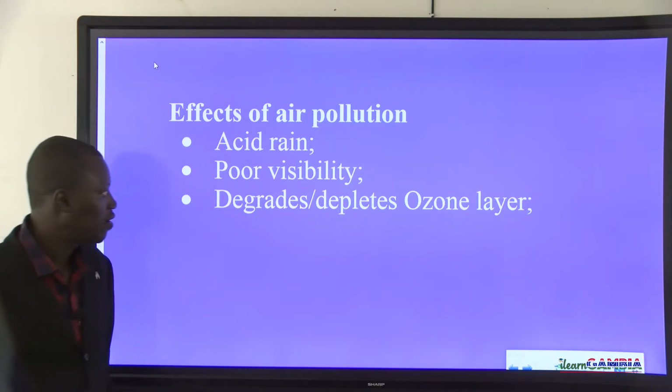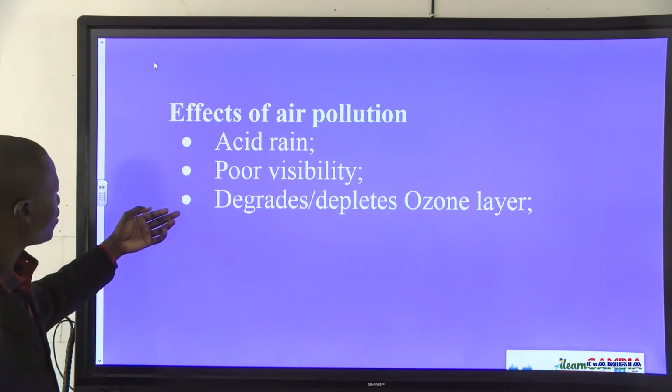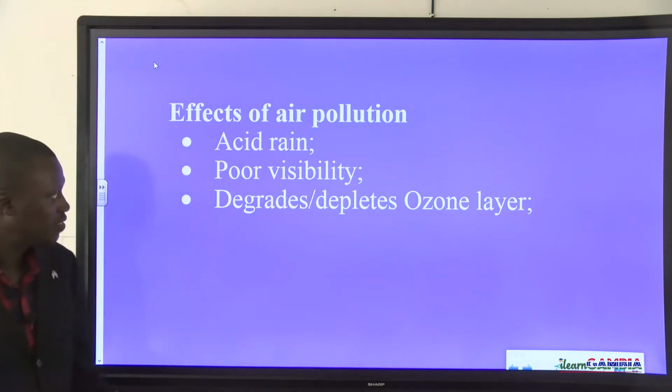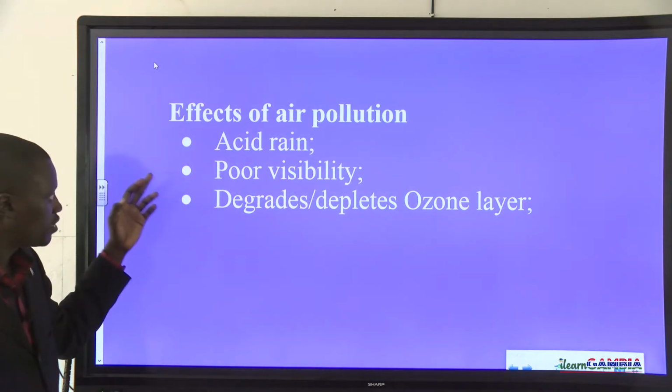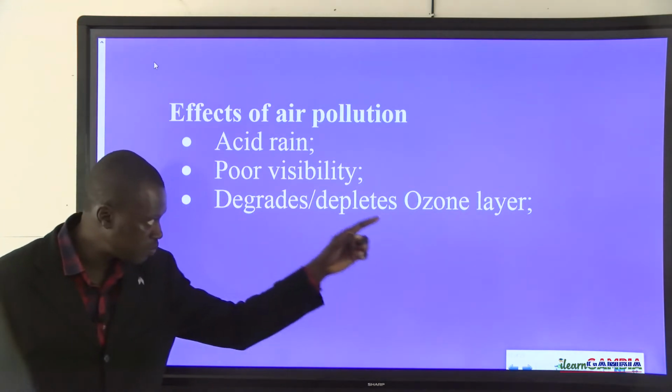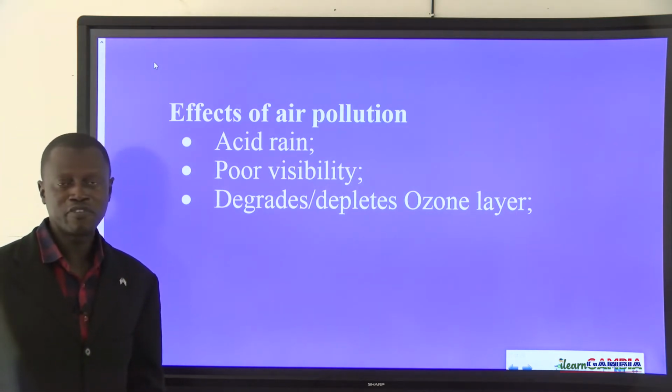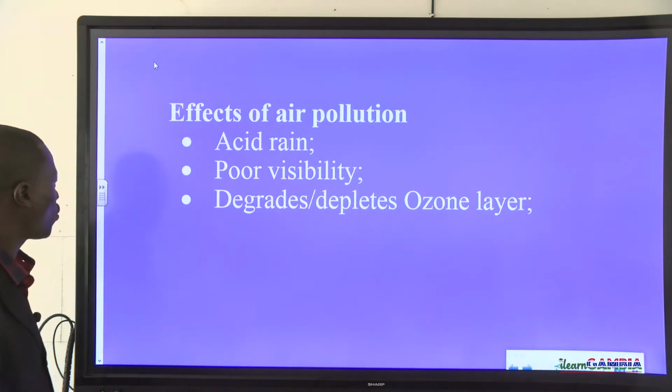That is another problem. Then the next effect is that it degrades or depletes the ozone layer. So as you can see, another effect of this air pollution is that it degrades or depletes the ozone layer. That is the layer which protects people from getting the direct heat of the sun.